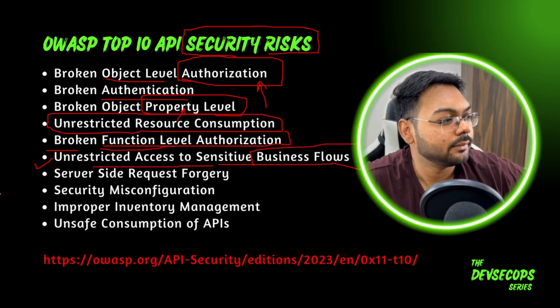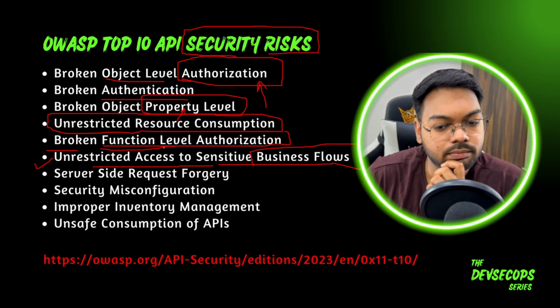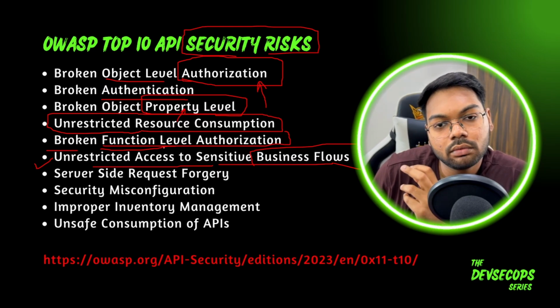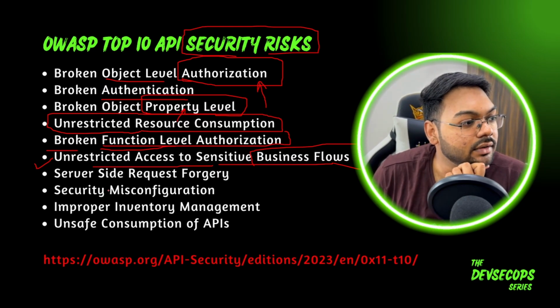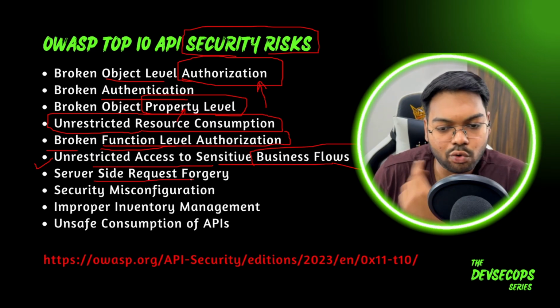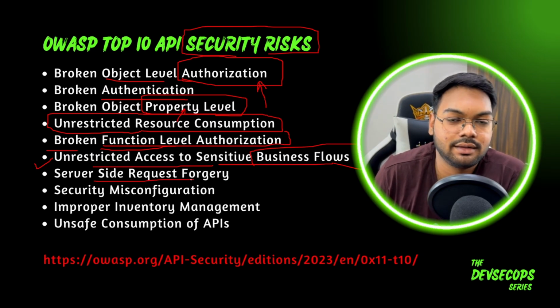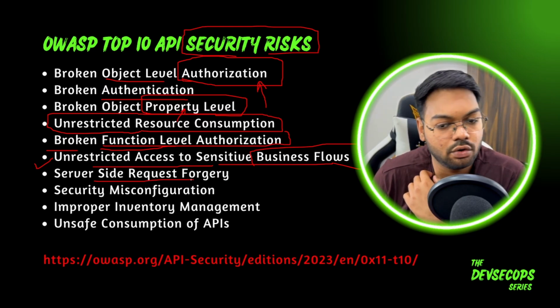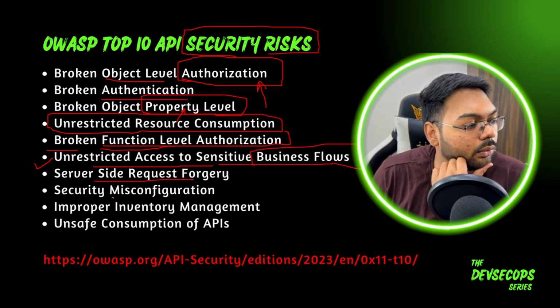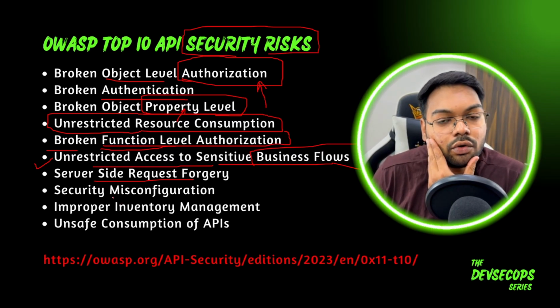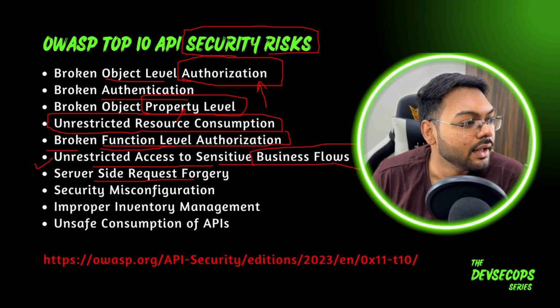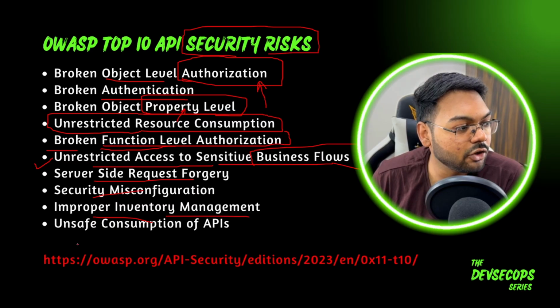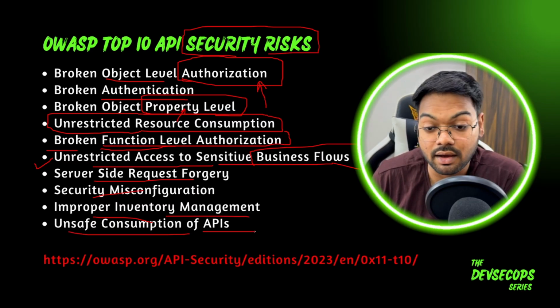So that's what you need to be aware about: the business flow, the data, and the access to it. Then server side request forgery. Forgery means to modify something and make it malicious, which is done on the server side. Then there is client side request forgery. Someone could tamper with your API requests or calls. Then security misconfigurations. Then improper inventory management and unsafe consumption of APIs.